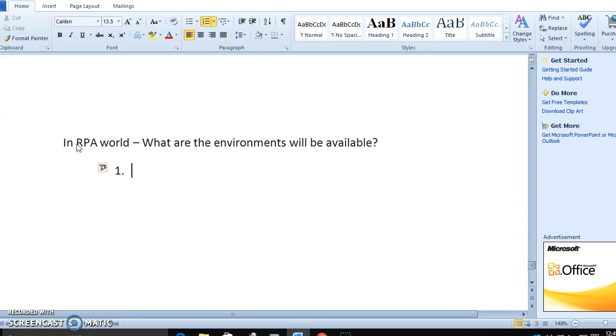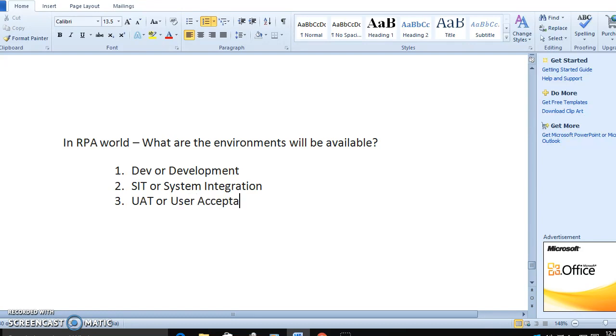So the first environment is dev or development. The second environment is SIT or system integration. The third environment is UAT or user acceptance.